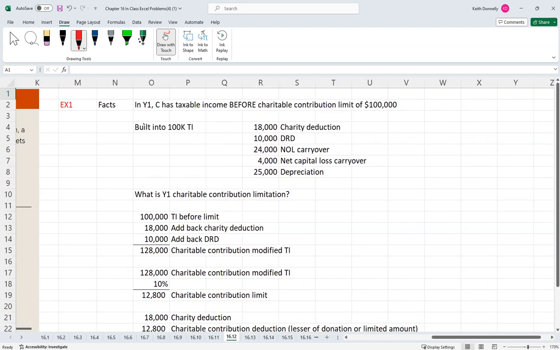All right, so they're giving us some info. It looks like we have some income, and built into that number are these items. First thing we got to do is get to that charitable contribution modified taxable income. So we make some adjustments. We're going to land at 128.